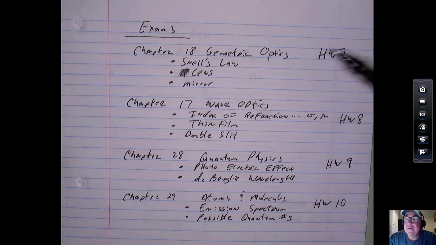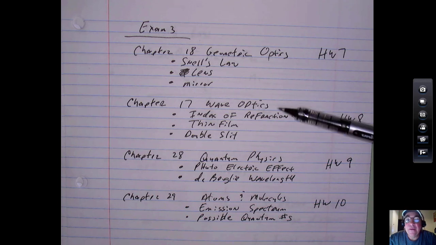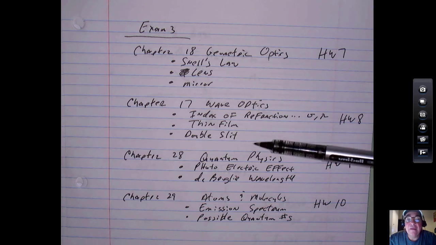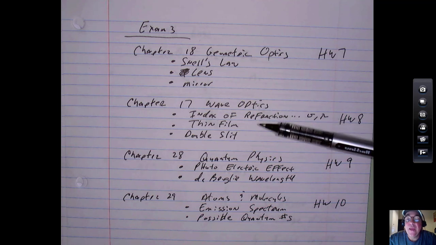Then we went to Chapter 17, which is Wave Optics, things like index of refraction, how that affects the wavelength and speed of a wave going through a substance. We talked about thin films and double slit. We talked about more than that, but this is what you should focus on for the exam. And then this covers homework 8.